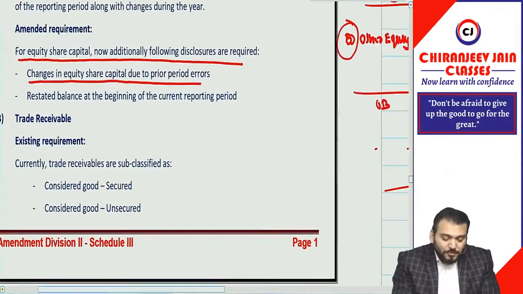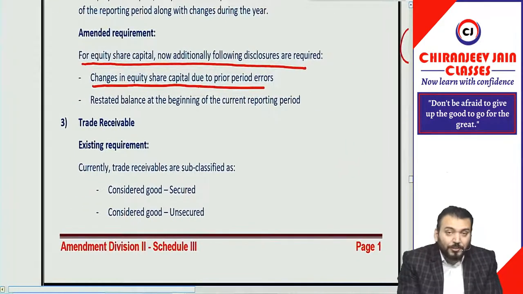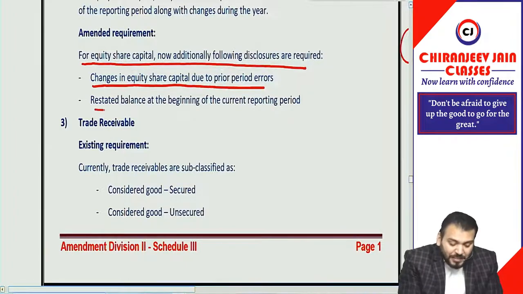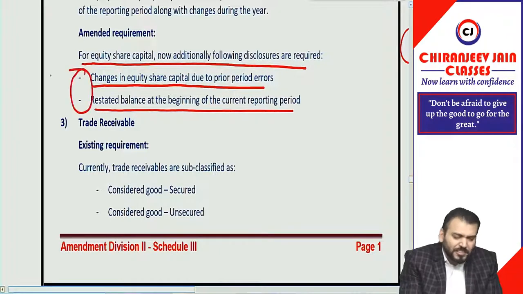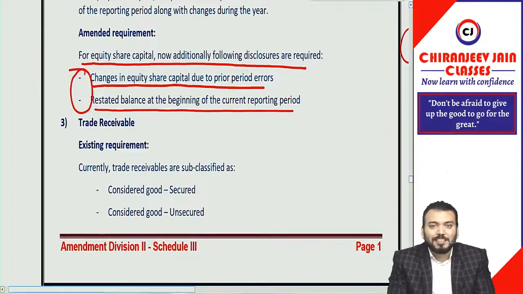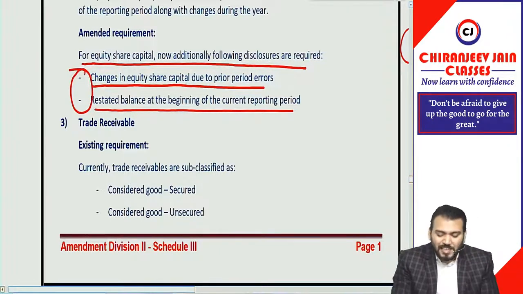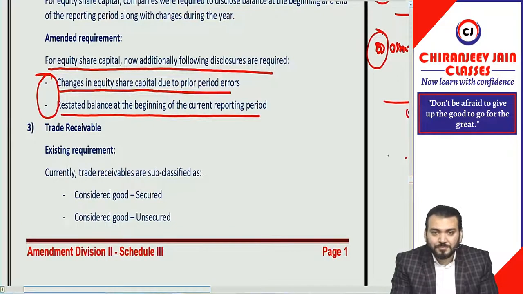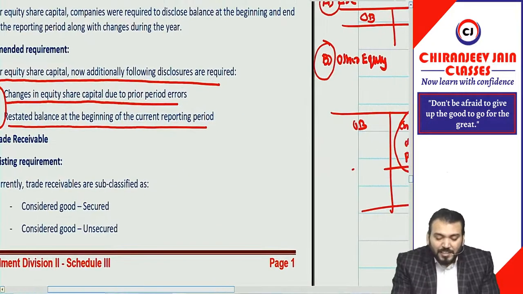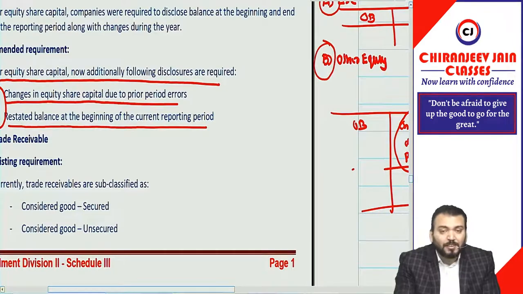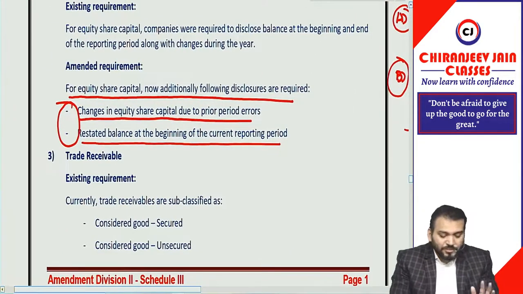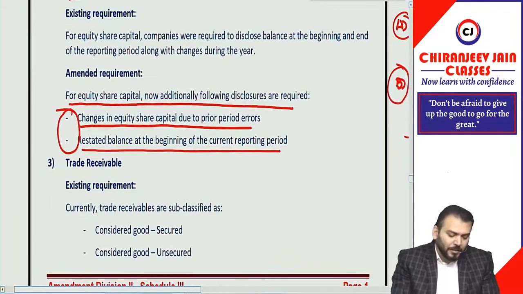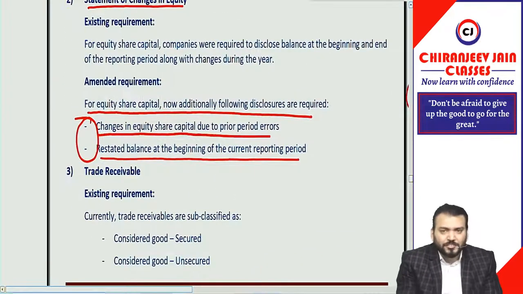So what is the first column? Changes in equity share capital due to prior period error, and the restated balance at the beginning of the current reporting period. Understood, this change was made as per the requirement of Ind AS 8. However, the same thing was given in point number B. For other equity it was already mentioned, but for A, it was not mentioned. Got it? Understood? This change is understood? Correct. So this might be an important change.